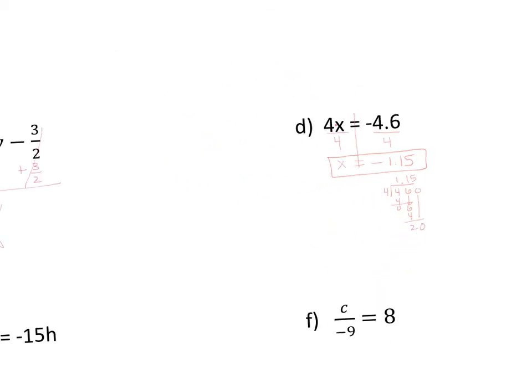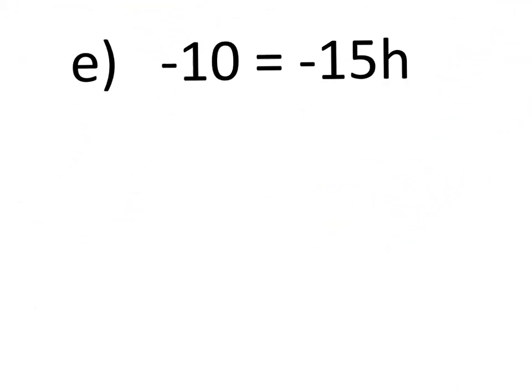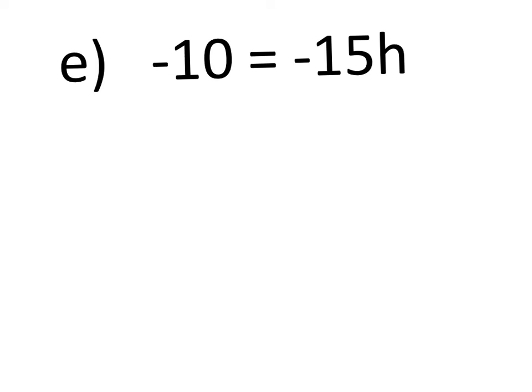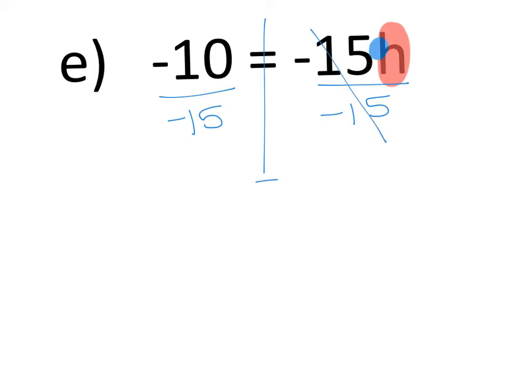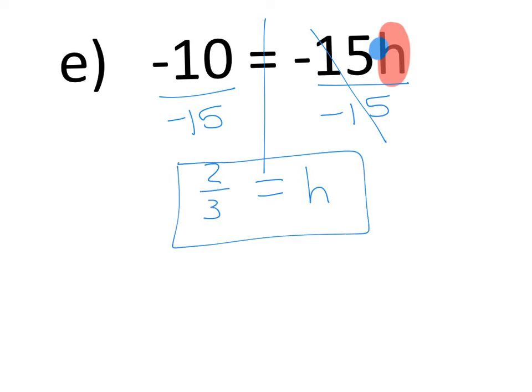All right, so on E, same thing. Isolate the variable. Get the h by itself, and the way you're going to do that is this is saying negative 15 times h. So you are going to divide both sides by negative 15. Again, if you need to draw a wall, if that helps you out. The negative 15s will cancel. I'll have an equal sign with an h on the right-hand side, and then 10 15ths reduces to 2/3. A negative divided by a negative is a positive. And that will be your final answer.